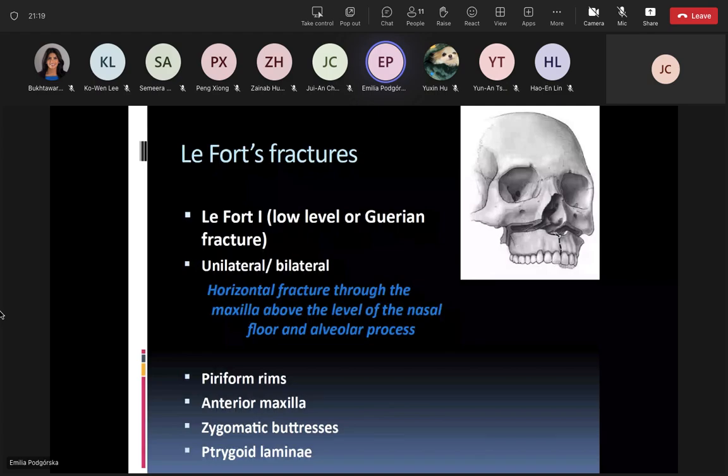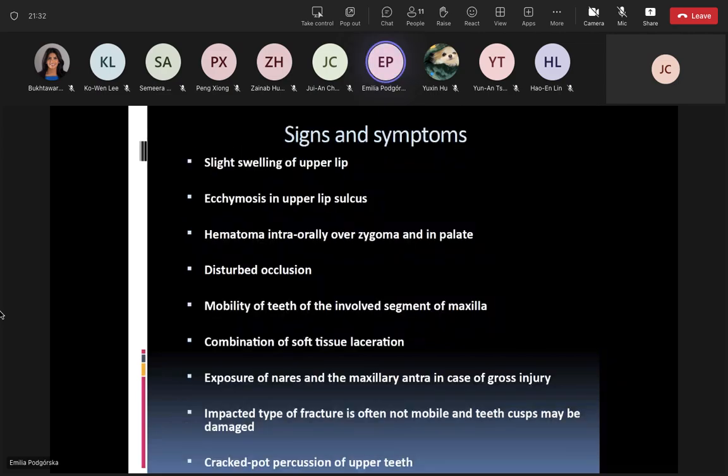Signs and symptoms: light swelling of upper lip, ecchymosis in upper lip sulcus, hematoma intraorally over zygoma and in right, distal occlusion, mobility of teeth of the involved segment of maxilla, combination of soft tissue laceration, exposure of nerve and the maxillary artery in case of throat injury. Impacted type of fracture is often not mobile and teeth may be damaged. Cracks for percussion of upper teeth.